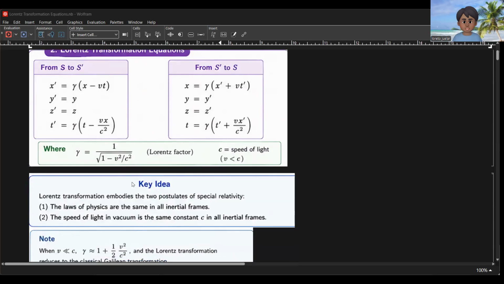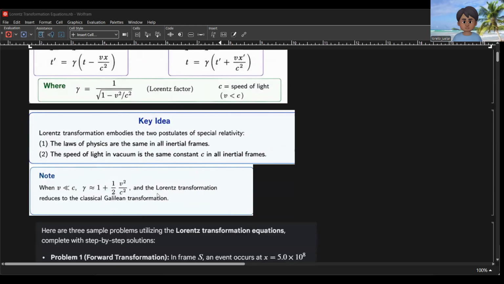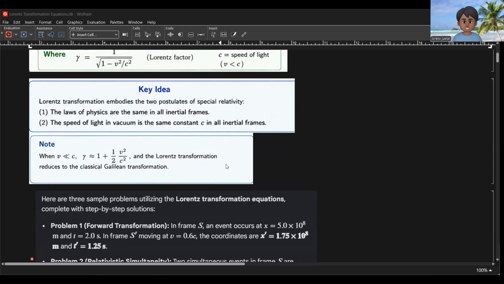So key ideas: the Lorentz transformation embodies the two postulates of special relativity. The laws of physics are the same in all inertial frames. The speed of light in vacuum is the same constant c in all inertial frames.